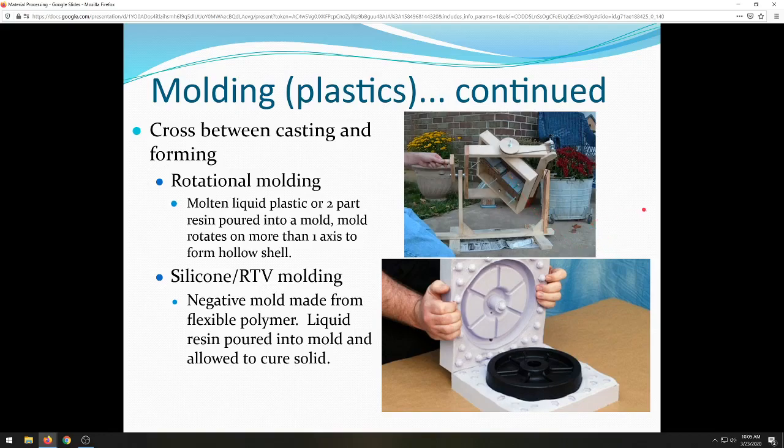Again, these are low production rate things. So if you ever have a custom made toy or something like that from someone on Etsy or something, that's most likely how it's made. These are really great processes to learn for just home making stuff, maker spaces and things like that.